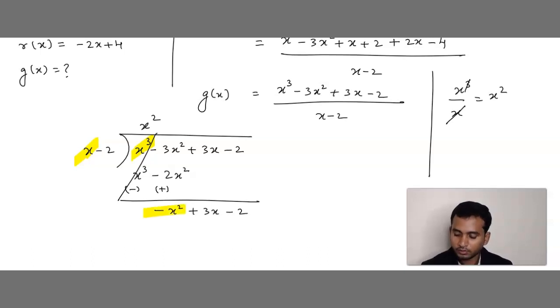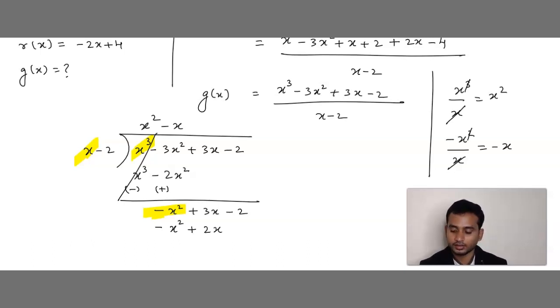So what is the first term? Minus x square. We write here minus x square. What is the first term outside? x. One x gets cancelled, that is minus x. Right here, minus x. Plus into minus, minus. x into x, that is x square. Minus into minus is plus. 2 into x, that is 2x. Then this is plus and this is minus. Done. x square, 2x.